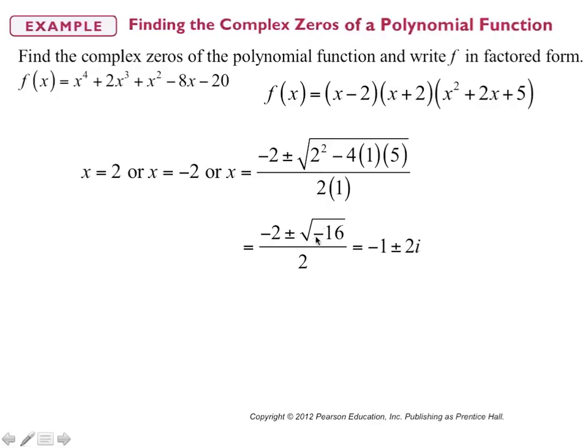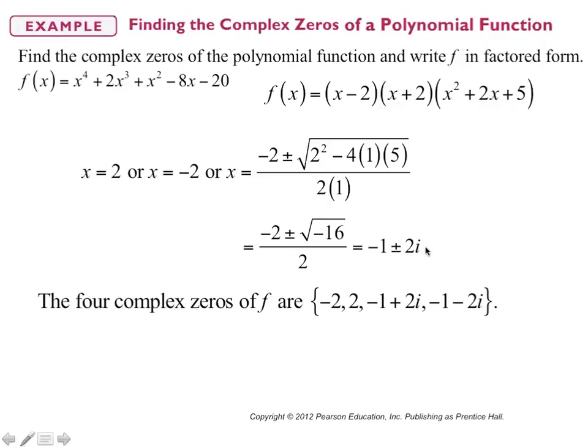So we get -2 plus or minus square root of 16 over 2, which is going to simplify. So -2 plus or minus 4i over 2. Everything is divisible by 2, so you get -1 plus or minus 2i. So we know that the complex zeros are going to be -2, +2, -1 plus 2i, and -1 minus 2i.